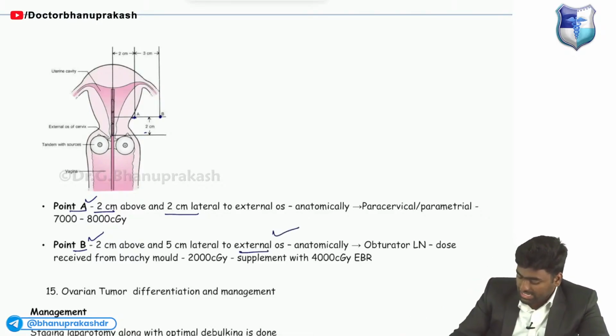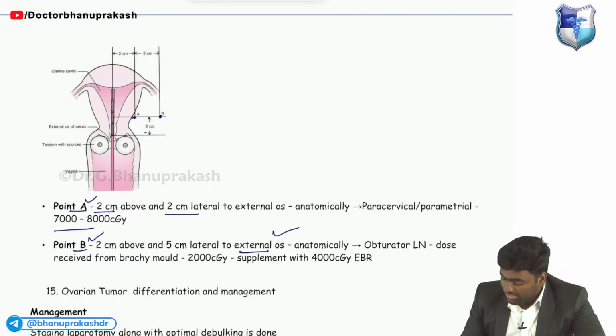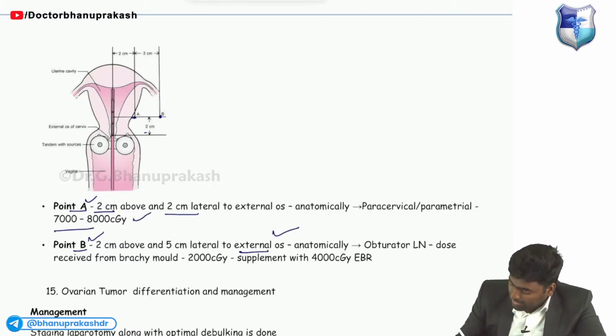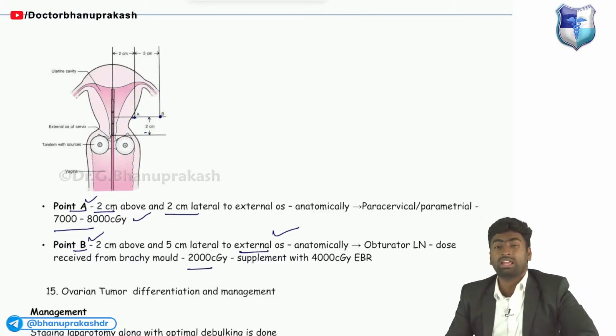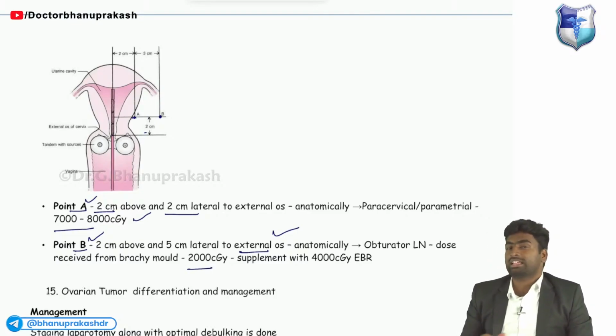Okay. So usually in the case of point A, we will give around 7,000 to 8,000 centigray of radiation. Whereas in point B, we will give around 2,000 to 4,000 centigray of radiation. Just remember this much.